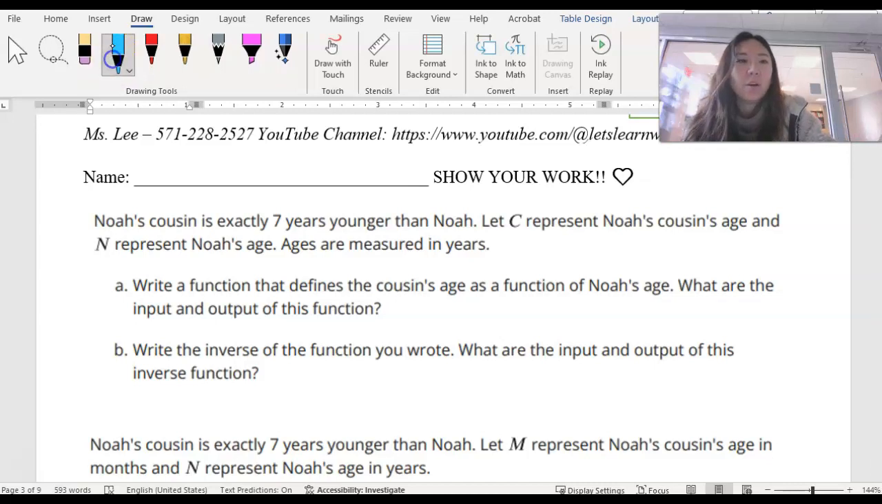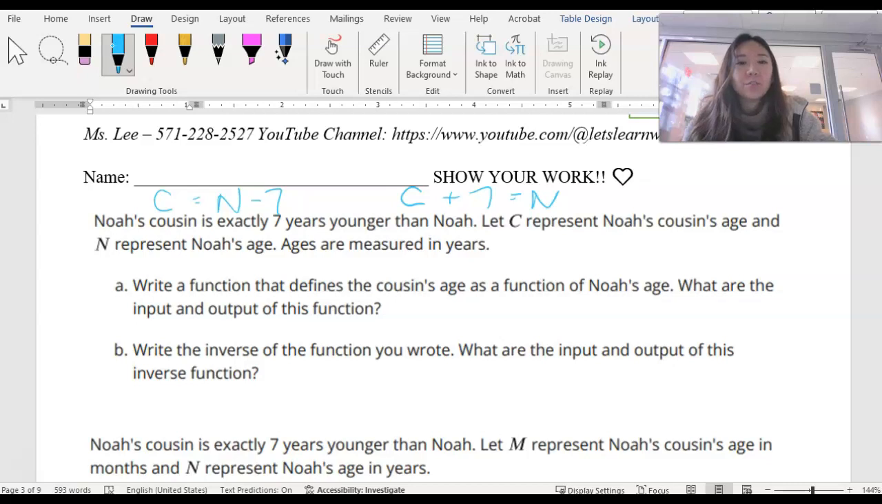So in my head, I'm already figuring out that the cousin is Noah's age minus 7. You may have said in your head, well, the cousin's age plus 7 equals Noah's age. That's also fine. We're going to see that down below.